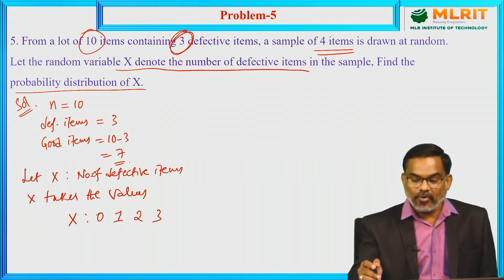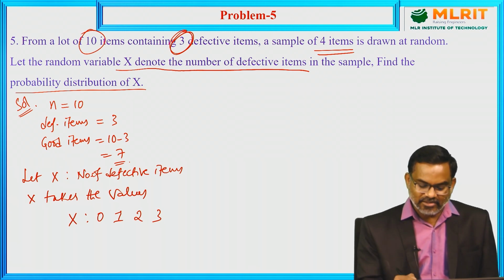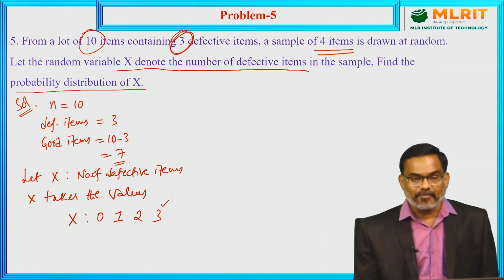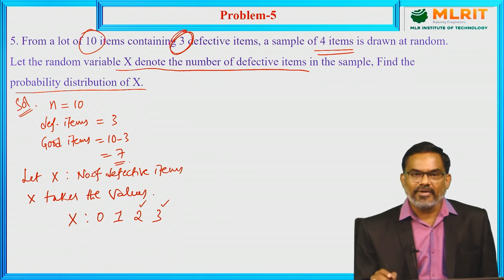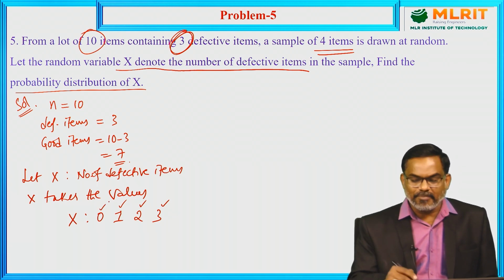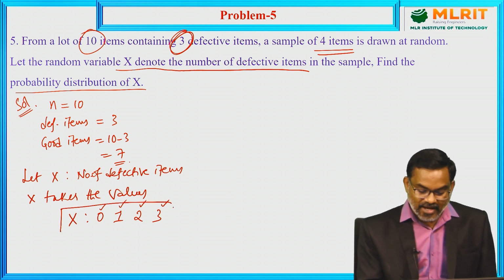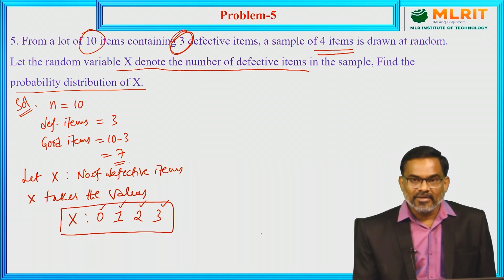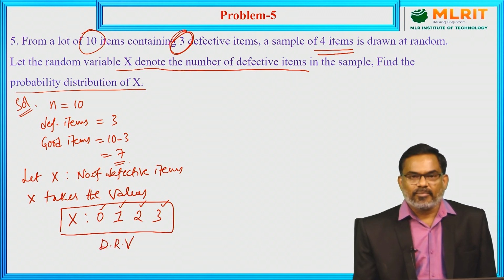If 4 items are drawn, out of 4 we may get 3 defective items, all the 3 are defective and 1 is non-defective, or else 2 defective items and 2 non-defective items, 1 defective item and the remaining 3 non-defective, or 0 defective items, that means all 4 can be good items. So here X takes the values 0, 1, 2 and 3. That means X takes 4 values, so it comes under discrete probability distribution, since X is a discrete random variable.